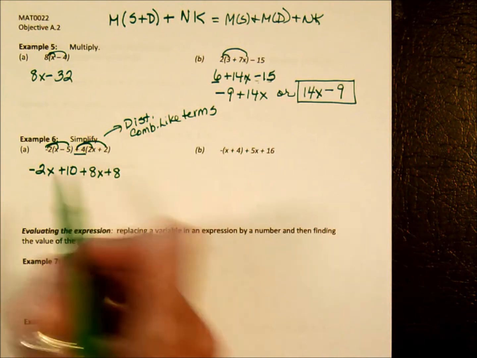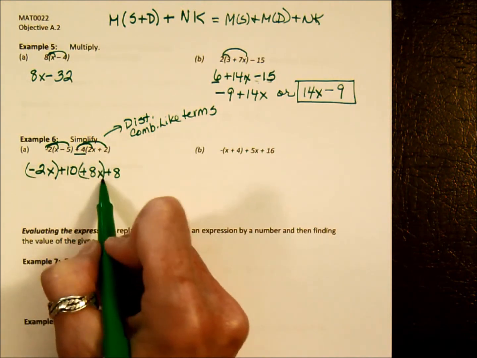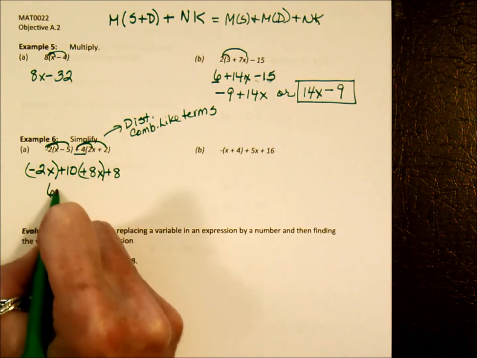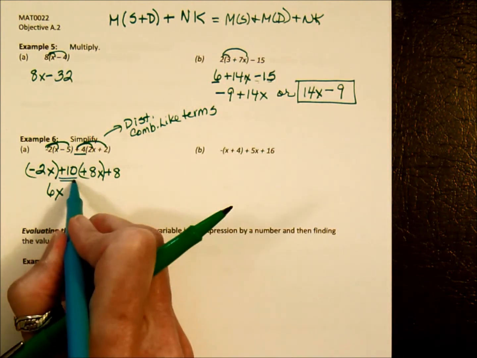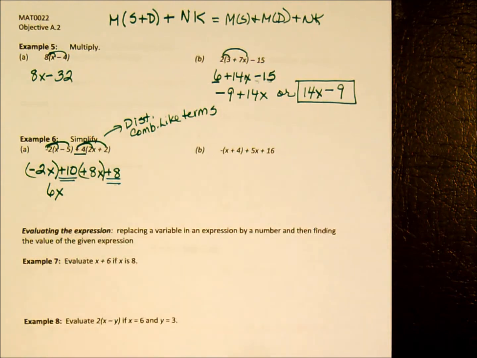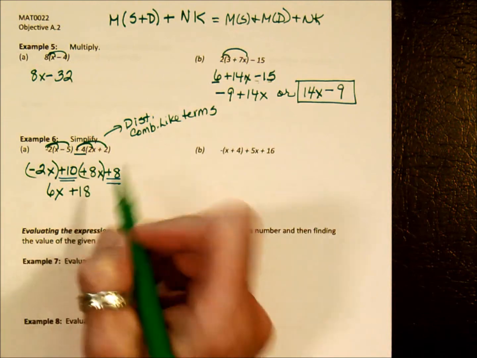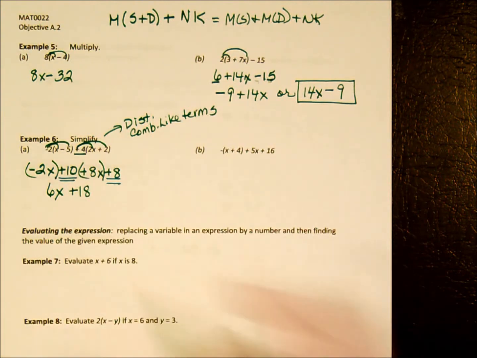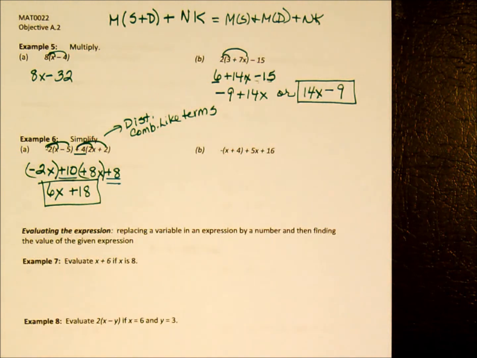So what goes with the negative 2x? A positive 8x. And that makes 6x. What goes with the positive 10? A positive 8. And that makes a positive 18. So not only do you have to be able to distribute, you have to recognize like terms, and you have to know your rules for adding and subtracting integers. So there's a lot going on in these.